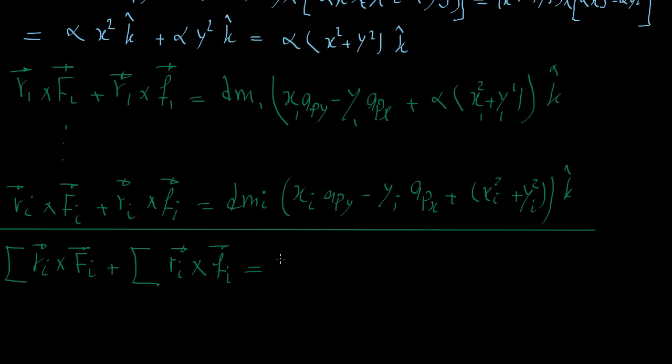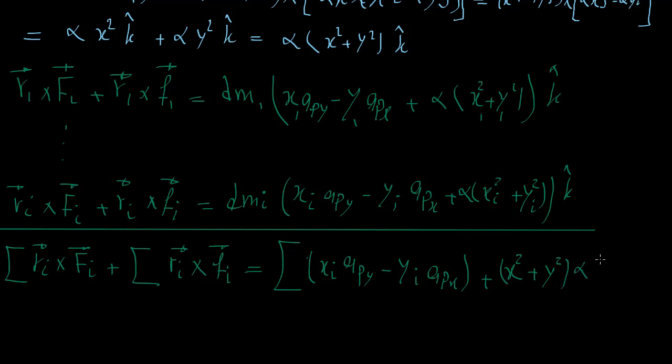This is equal to sigma xi a_py minus yi a_px plus x squared. Oh, we had an alpha here. x squared plus y squared alpha, and here everything times dmi, and again everything in the k direction.